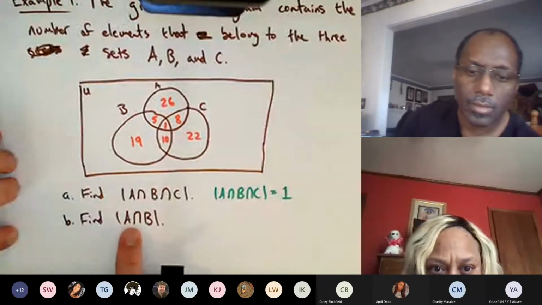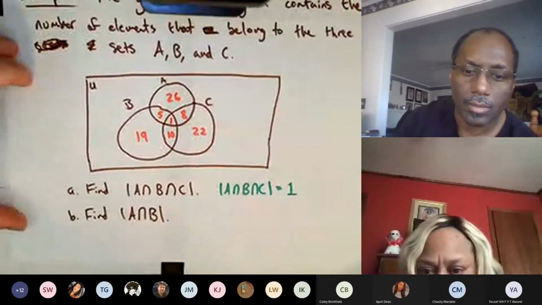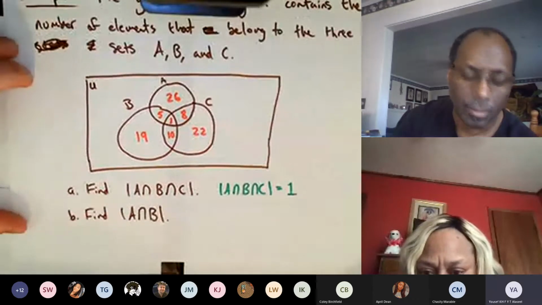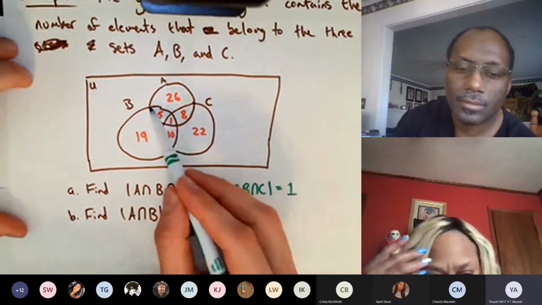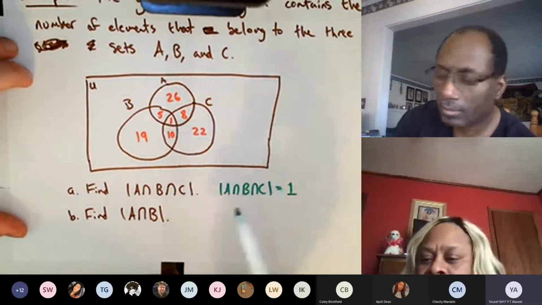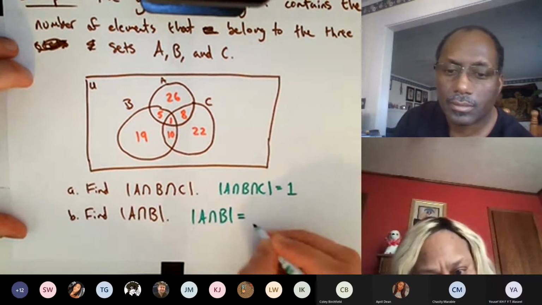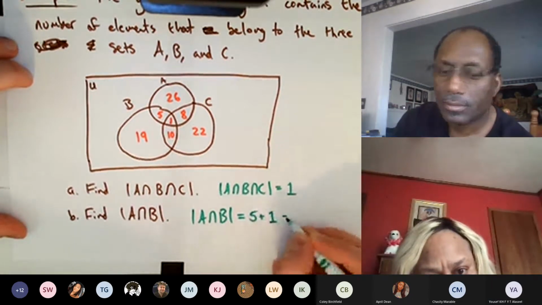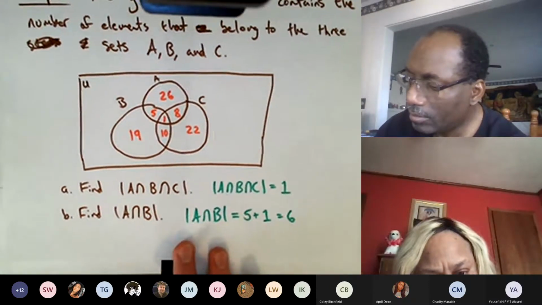So remember, intersect means that we're looking for the overlap between A and B. So it's like the number between the two circles, right? Yeah. So it's just 5 and 1? Right, so we would say A intersect B is 5 plus 1, 6. Thank you. Yeah.